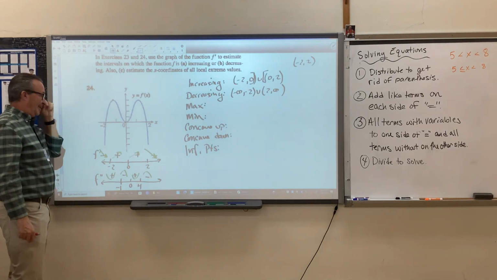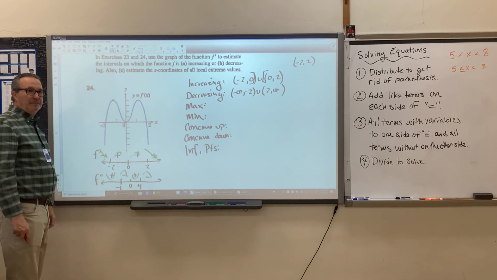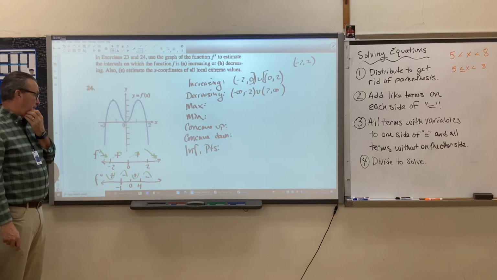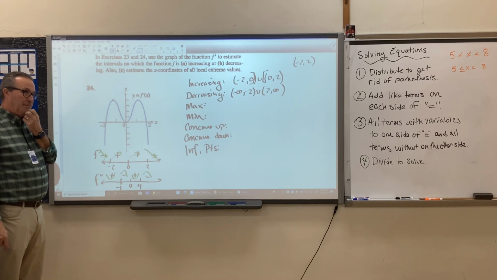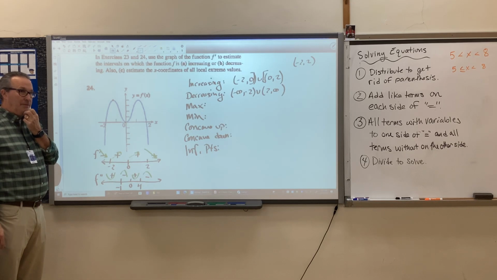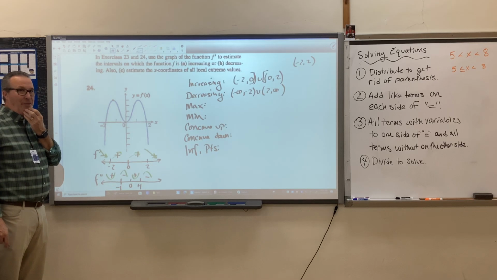Maximums. One and one and negative 4. Oh, maximum is at negative 4. I still haven't heard one correct answer. A maximum. Where? -2, 0, and 2. Still no correct answer. Let's keep trying.